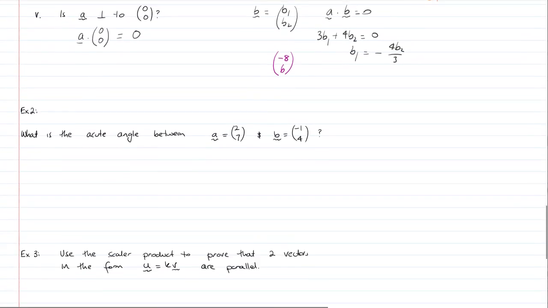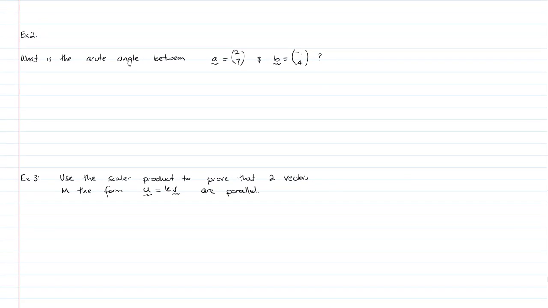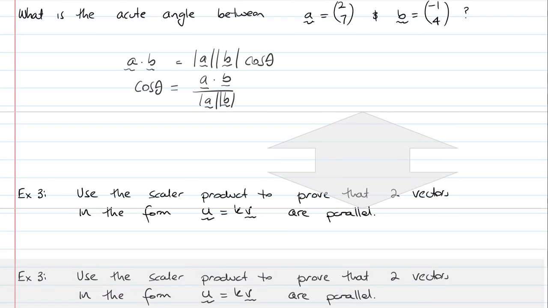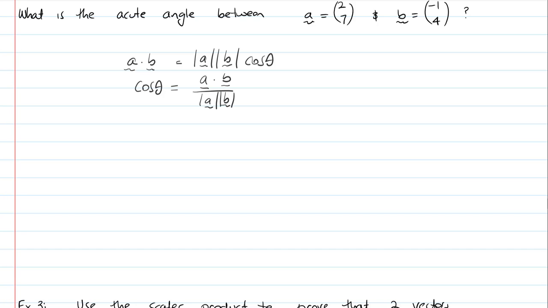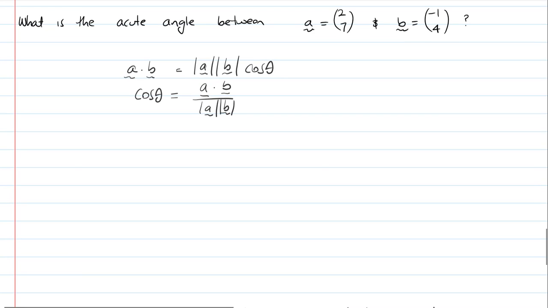In example 2, we ask what is the acute angle between (2, 7) and (negative 1, 4)? And so that means that we're asking what happens when we do A dot B and we use that to calculate cos theta. So we say A dot B is equal to the magnitude of A times the magnitude of B cos theta, and rearranging we get cos theta is equal to A dot B over the magnitude of A, the magnitude of B. And so we'll zoom in here, create a little bit of space. A dot B in this case is going to work out to be on top.